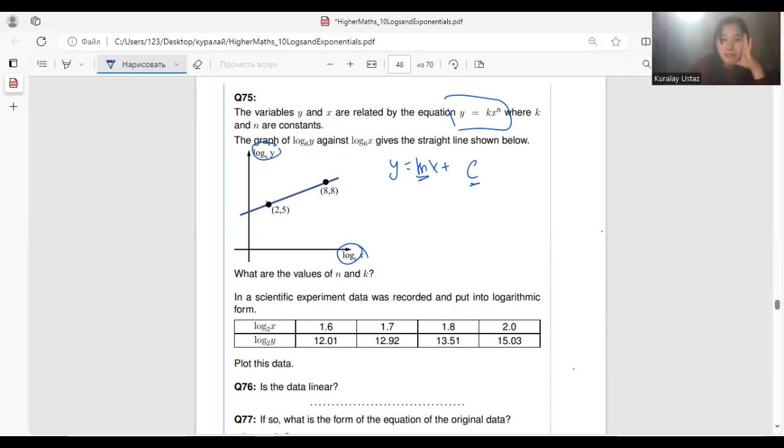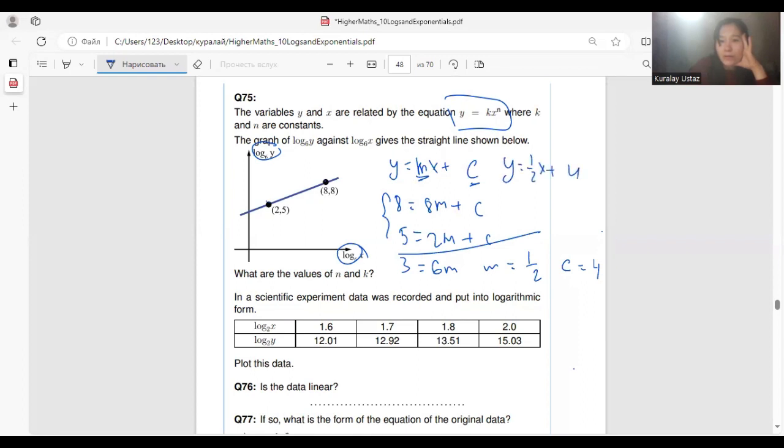To find m and c, let's put in these points. So the equations: 8 equals 8m plus c, 5 equals 2m plus c. So m equals 1 over 2, then c equals 4. So the equation will look like this, 1 over 2 x plus 4. That is the equation of the straight line.